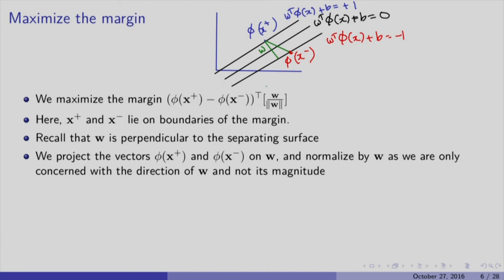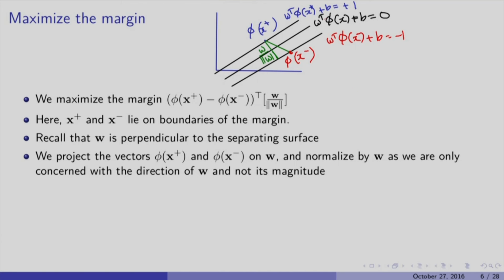We are not interested in the magnitude of W, so we consider the unit vector that is normal to the separating hyperplane, and that has direction W divided by the norm of W. So this is what we are looking at, the projection of phi x plus minus phi x minus on W by norm W. Now what exactly is the value of this expression? First of all, we note that W transpose phi x plus b equals plus 1 and W transpose phi x minus plus b equals minus 1.